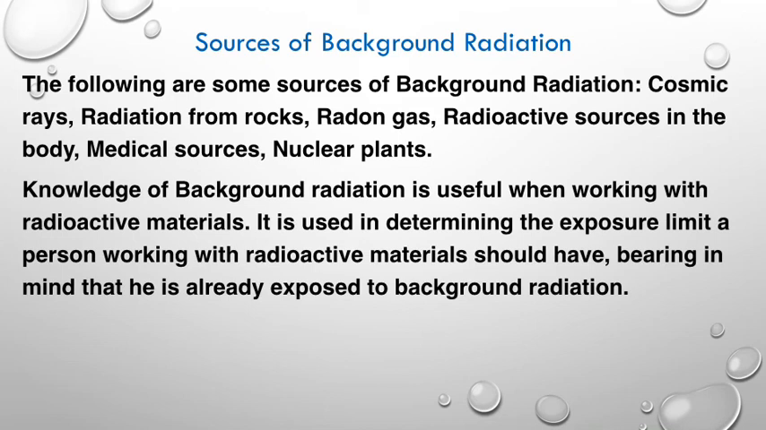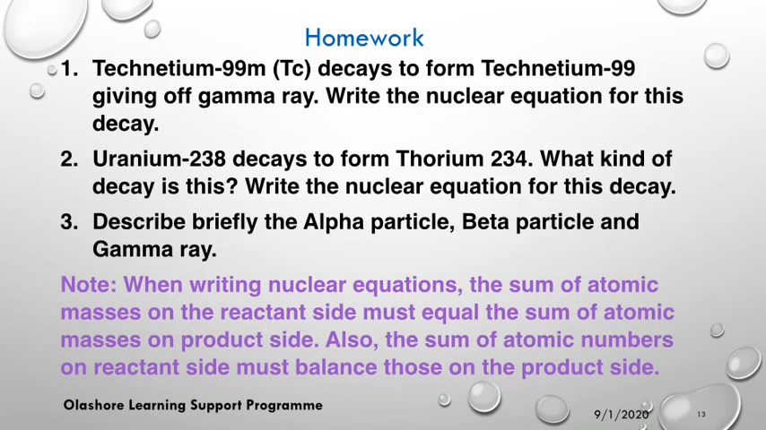So here we end the lesson and we have a homework. Our homework is basically about writing the nuclear equations. Technetium-99m, 99m is an isotope of technetium. It still has an atomic mass of 99. It decays to form technetium-99, giving off gamma ray. As I said, gamma ray is just an EM ray. It doesn't have a mass, doesn't have a charge. So write the equation for that.